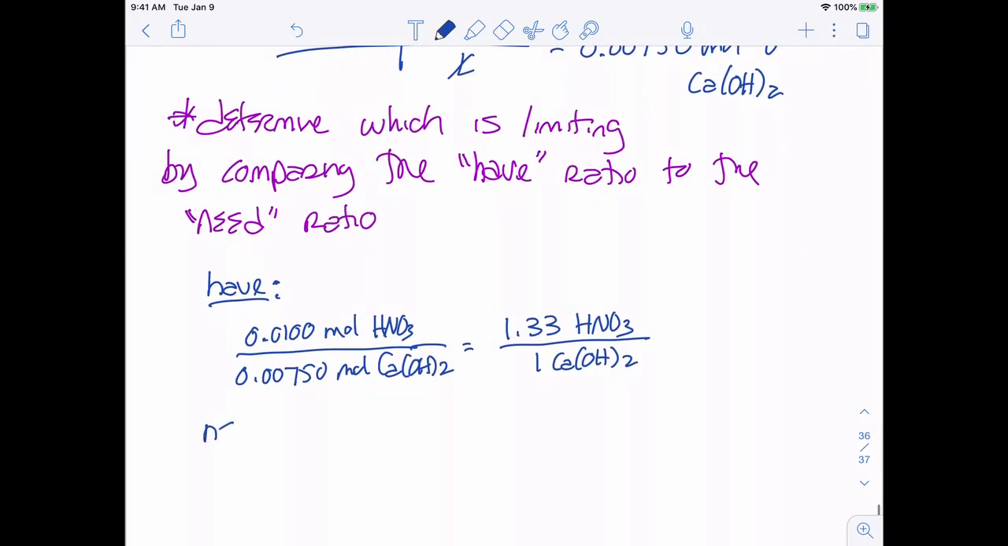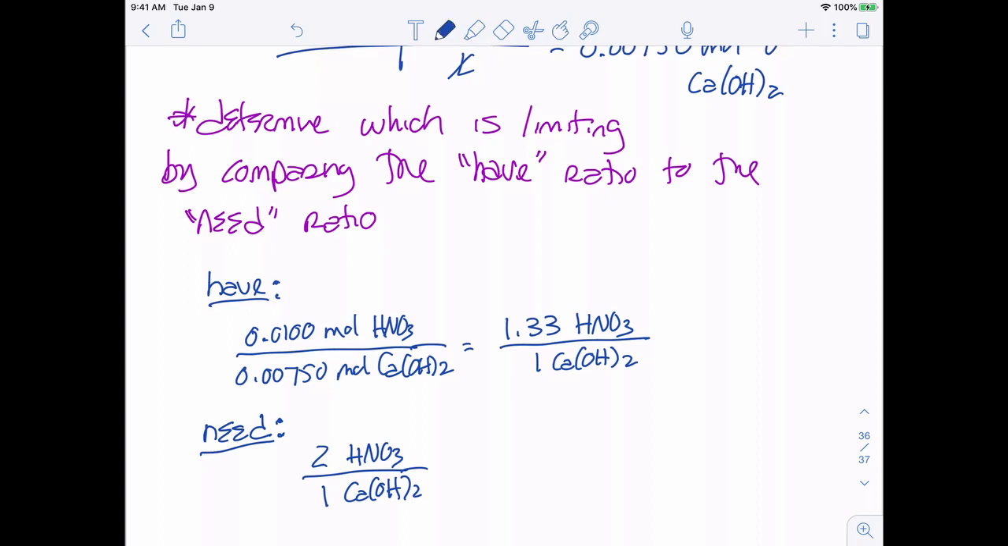So I need, and you want to put these in the same order as your have ratio. And actually, honestly, I normally do the need ratio first and I put the bigger one on top, and then I do my have ratio in the same order. It works out either way. So I need 2 HNO3 for every 1 Ca(OH)2. If this wasn't already 1 on the bottom, let's say it was 3 to 2, then I would divide it out. I always want to have 1 on the bottom for both of the ratios.